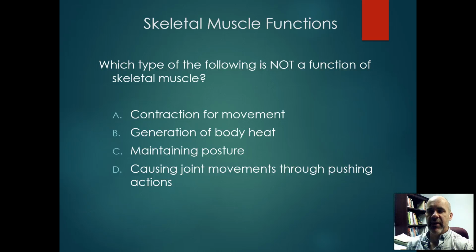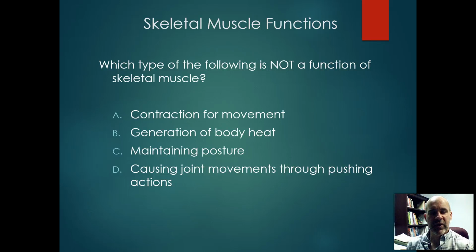All right, which of the following is not a function of skeletal muscle? So go back and review your key functions for skeletal muscle tissue. So if you read through those, A, contraction for movement, hopefully, yeah, that's definitely a function of skeletal muscle. Generation of body heat, yeah, that's not something you think of right offhand, but shivering is one of the key ways that the body warms itself.